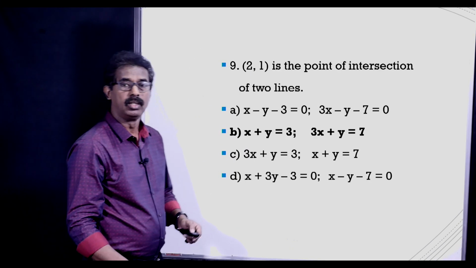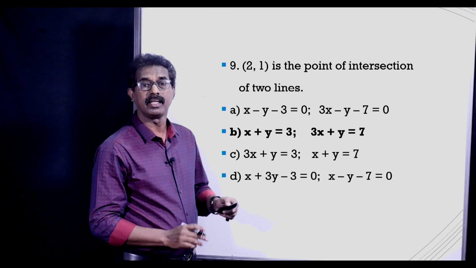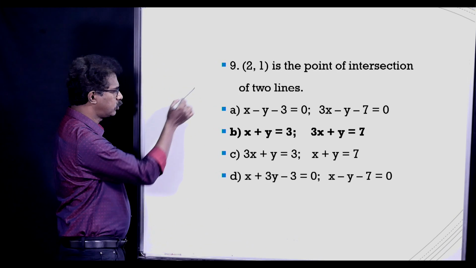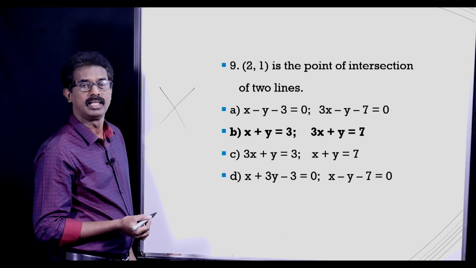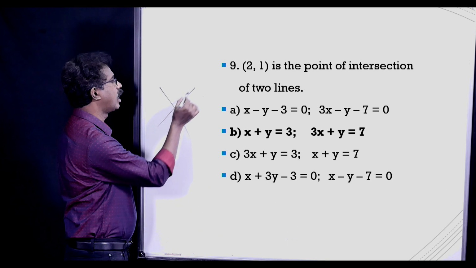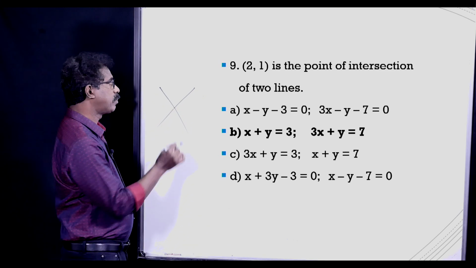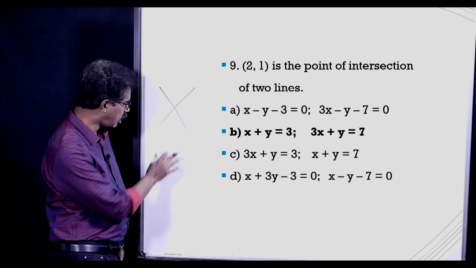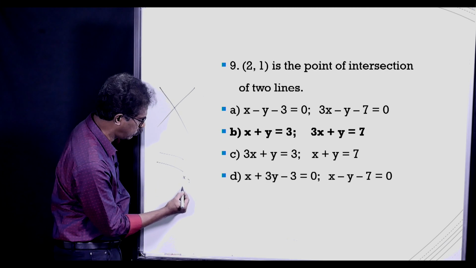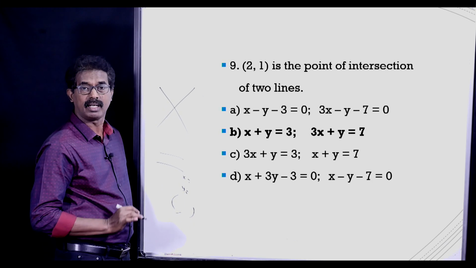Read that question. 2, 1 is the point of intersection of 2 lines. Listen, suppose 2 lines are given. They are intersecting. How can you find that point? You have to solve the 2 lines, right? Sometimes they'll give 2 equations and ask you to find the point of intersection. What do you do? Just solve the 2 equations. You will get some x value and y value. Write it as a point. That is the point of intersection.